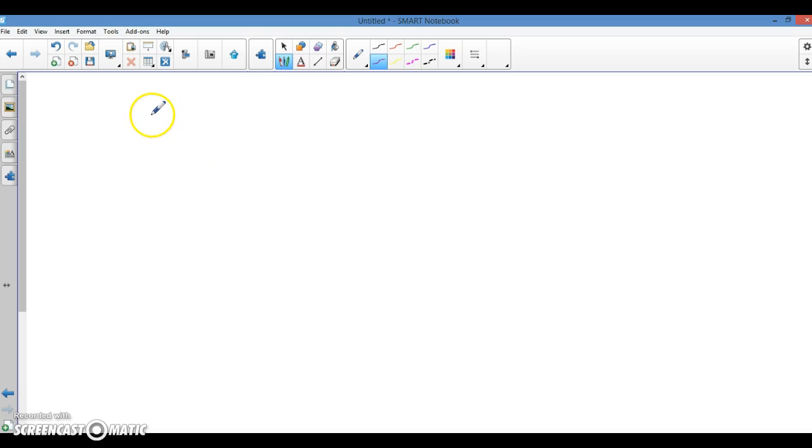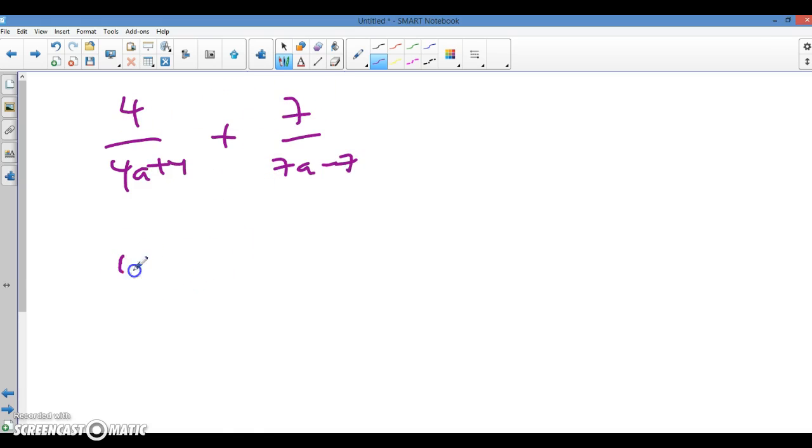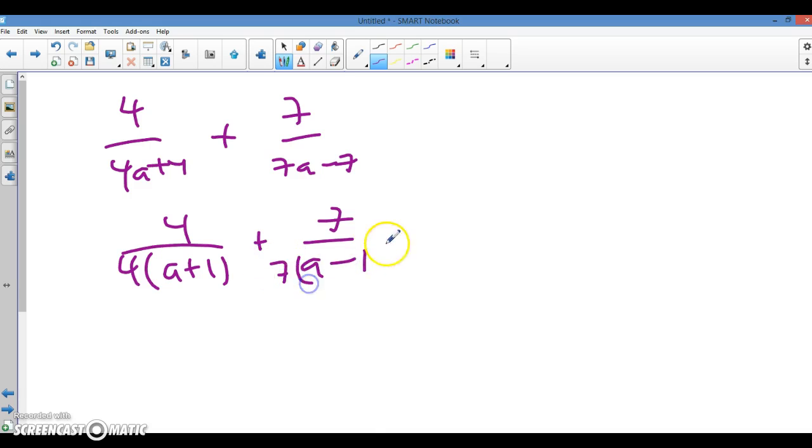This is F. Okay, so if I look at F, 1F, I'm just going to do the left side here. But if I have 4 over 4A plus 4 plus 7 over 7A minus 7, first step is to factor. Can't factor the tops here, but you can factor the bottom, common factor the bottom. So you get a plus 1 on this bottom, 4 over that. And here you get a minus 1 after you take a 7 out of the bottom.